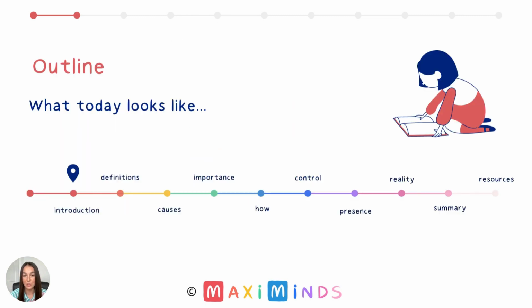To break that down, we've got about 10 parts, starting with definitions as to what is mental health, what causes it, why is it important, and then as to how we can help our students in the classroom. And then we go into 3 different bits of that, which is about being in control, being in the present moment, and also in touch with reality. Then we'll summarise and I'll go through and give you some resources to head to as well.